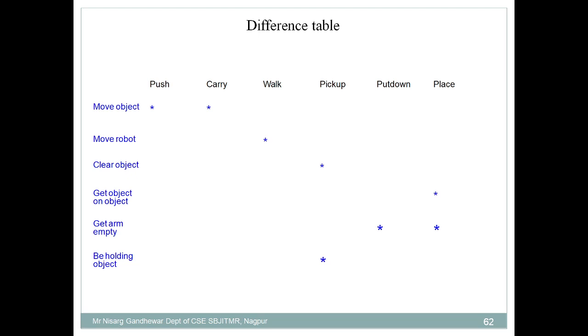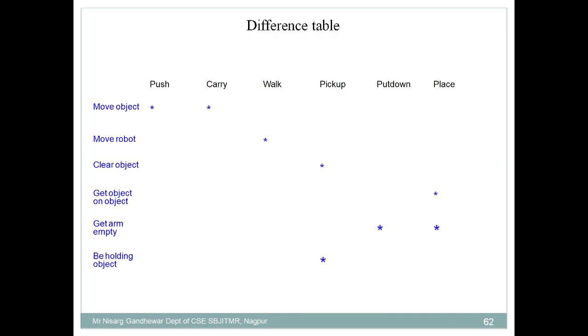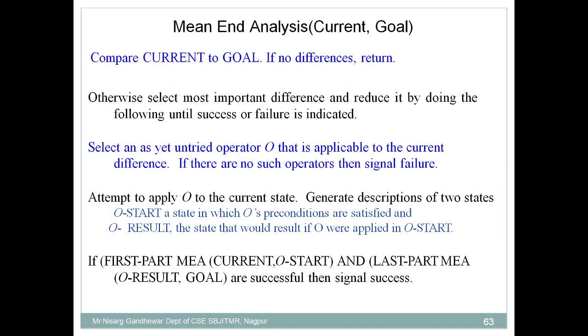So this is how the household robot example works. It has operators as well as the difference table. Now finally we discuss the algorithm exactly. Means-end analysis has two attributes, one is a current state and the second one is a goal state, because means-end analysis is one of the searching techniques where we need to find our goal. So obviously you are currently present at the initial state, or you can say current state, and you need to achieve the goal state.